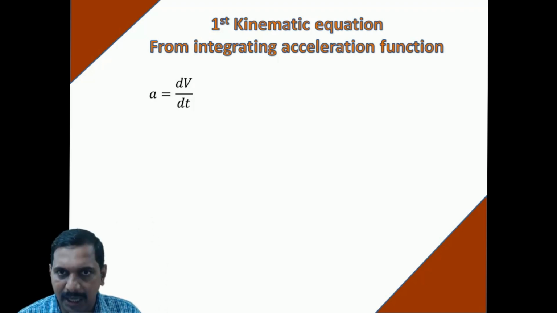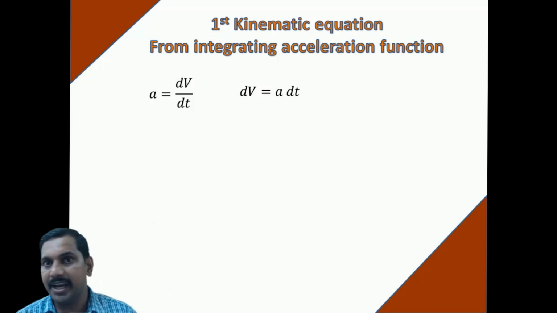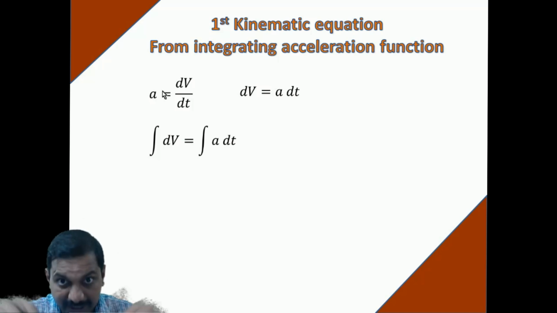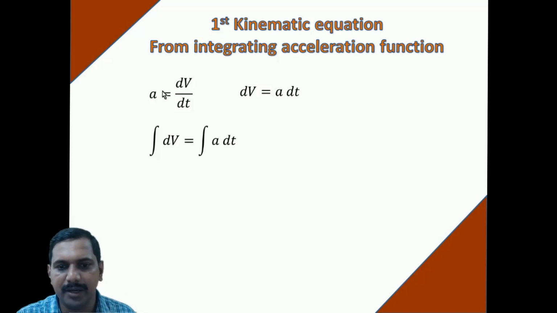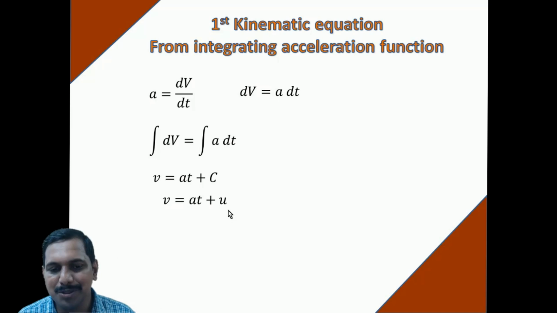So for example, a is dv by dt. That is, acceleration is dv by dt, of course. So we can write dv is equal to a into dt. We have just cross multiplied here, right? Now we will integrate it. So dv is equal to a into dt, which comes as v is equal to at plus a constant. What is this constant? That constant is actually the initial velocity. That means when t is equal to 0, v becomes u, and that's why c comes as u. I hope you get the point.